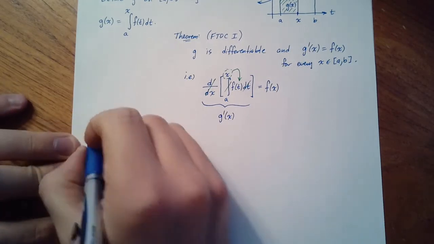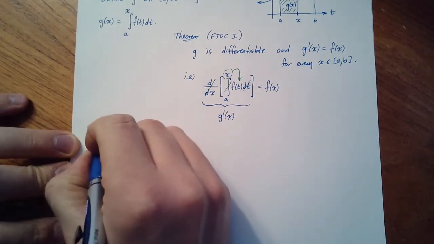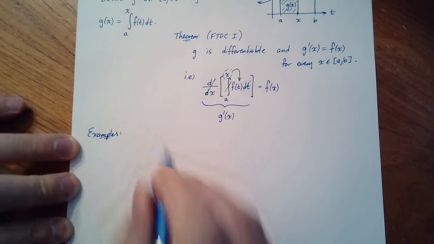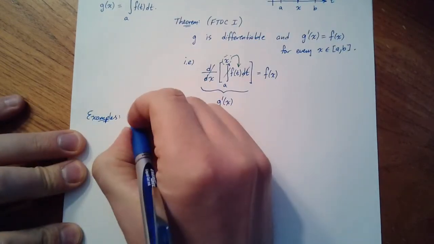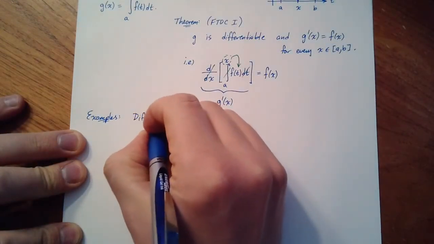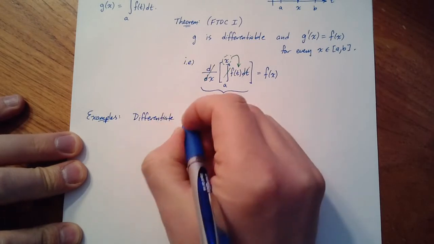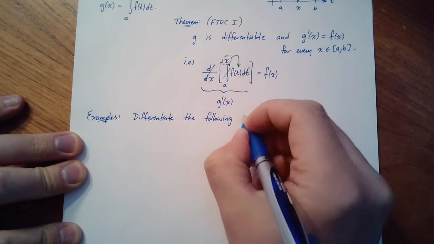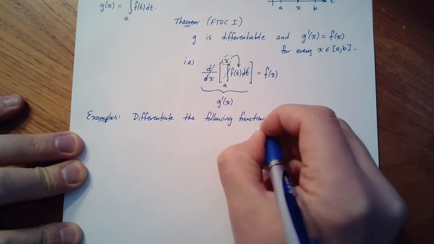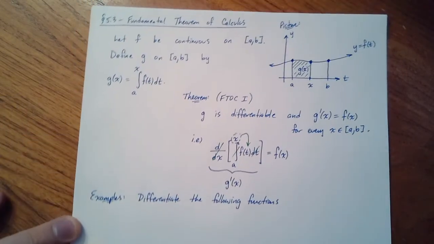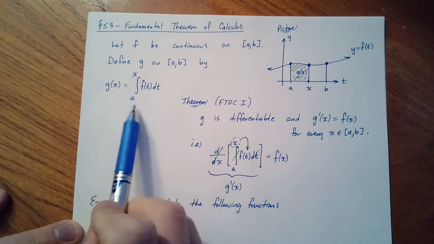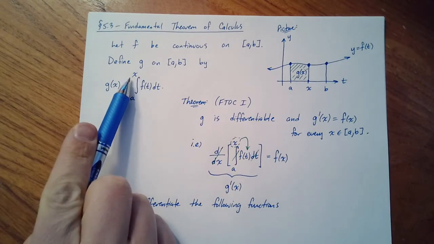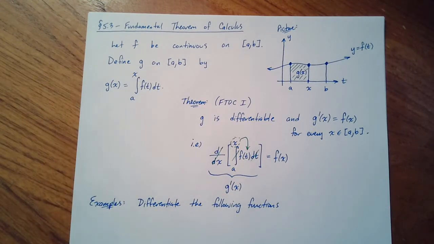So here are some examples of how you use this theorem. Differentiate the following functions. And these are all going to be area functions. And by area functions, I mean functions that measure area and the parameter ends up being one of the endpoints of the area that you're measuring.